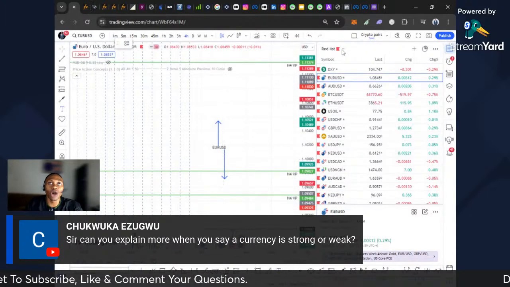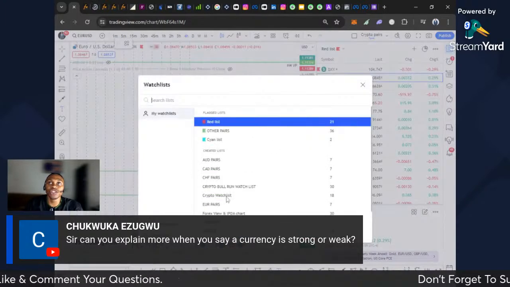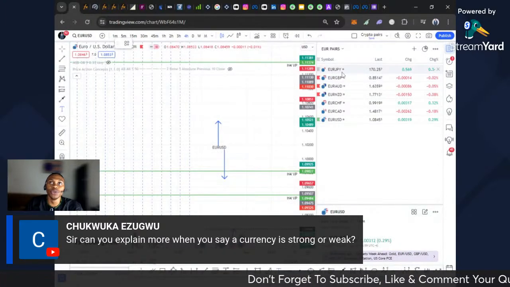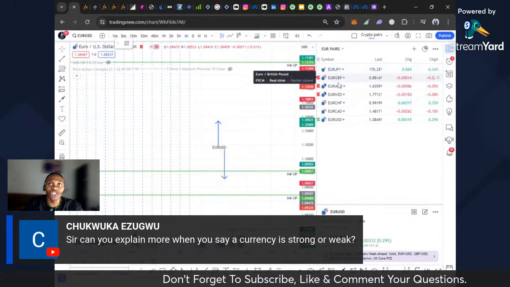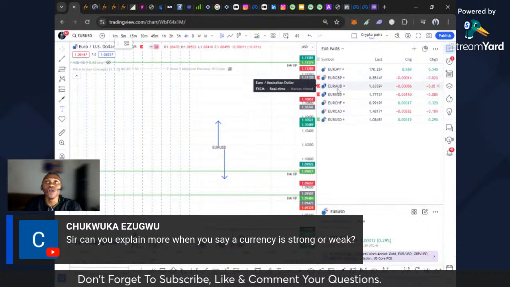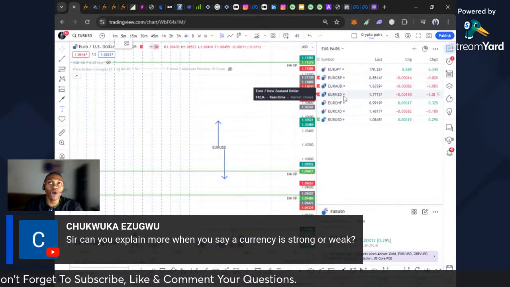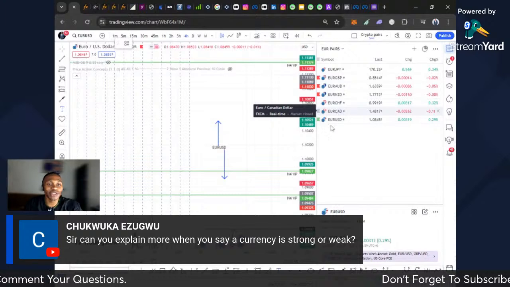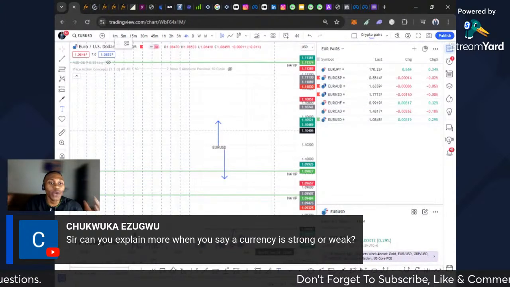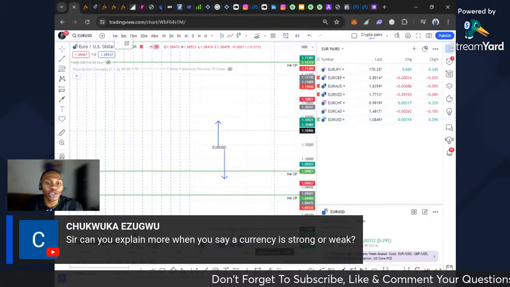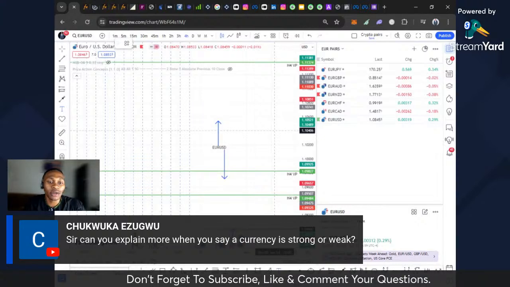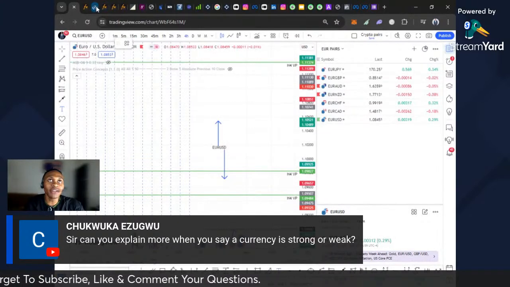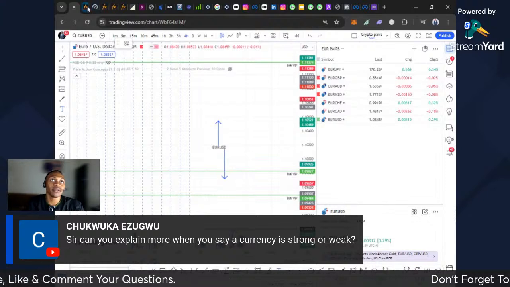We are expecting everything that has to do with euro to be affected. Let me go to my euro pairs. Euro JPY will sell. Euro GBP will sell. Euro AUD will sell. Euro NZD will sell. Euro CHF will sell. Euro CAD will sell. Because euro is weak, it has to do with all the other currencies combined with euro. It's common sense, guys.